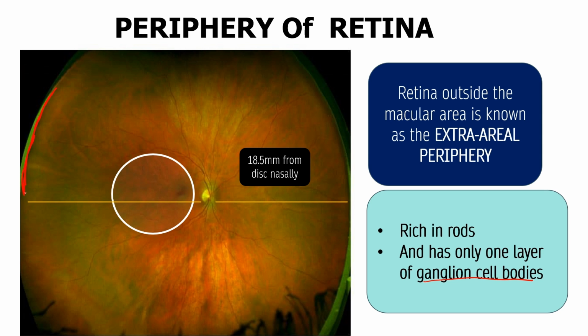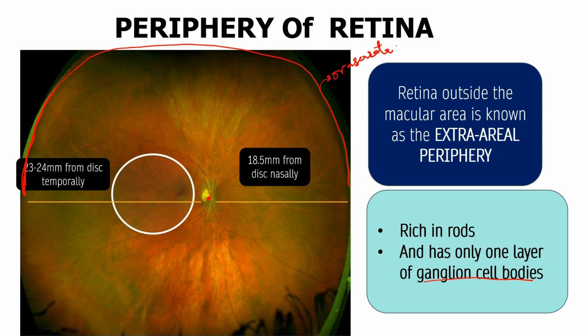The anterior end of the periphery of the retina, or the anteriormost part of the retina, is basically formed by the ora serrata. We are going to talk about what is meant by ora serrata, but know that the distance of the ora serrata from the center of the disc on the nasal side is about 18.5 millimeters on average, and on the temporal side it is about 23 to 24 millimeters from the center of the disc.